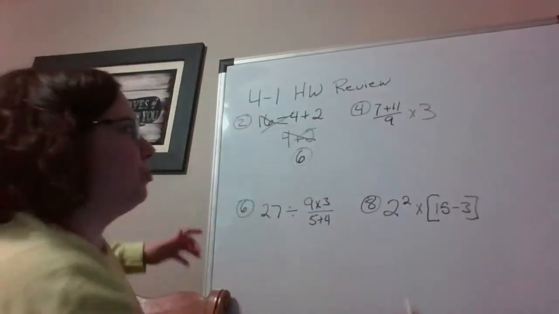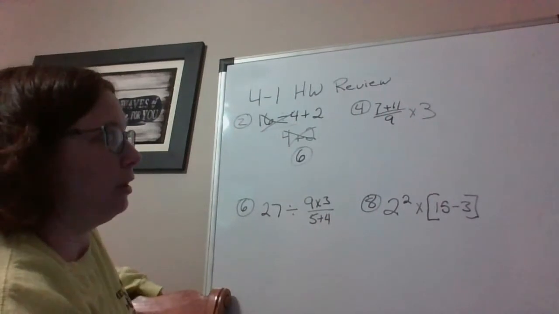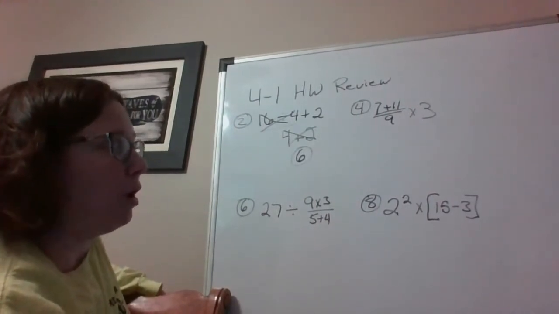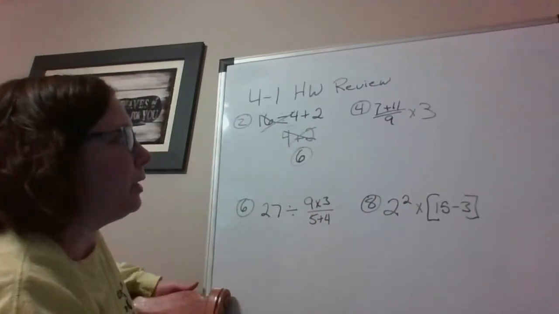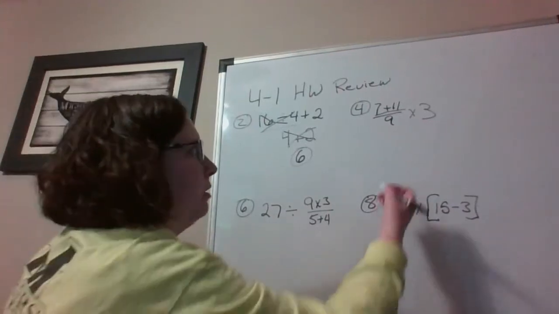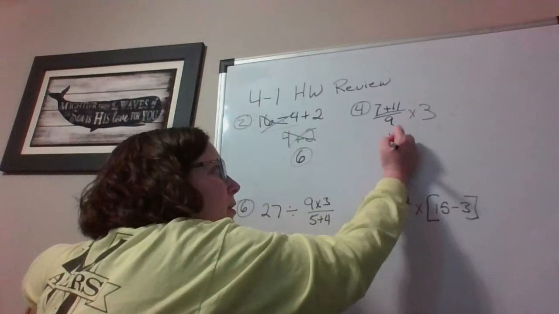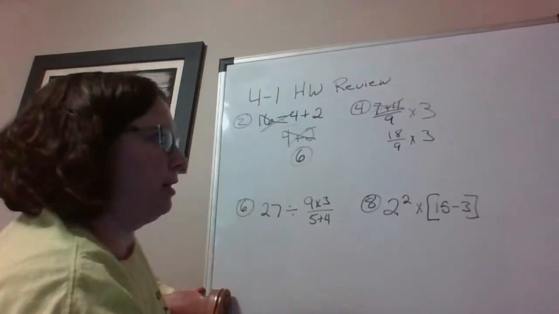Going over to number 4, the first thing that we need to do is what's on top of our division. Although there are not parentheses there, that's considered a grouping. So we need to do that before we can then divide. So we can go ahead and say that that's 18 over 9 times 3. We've dealt with that now.